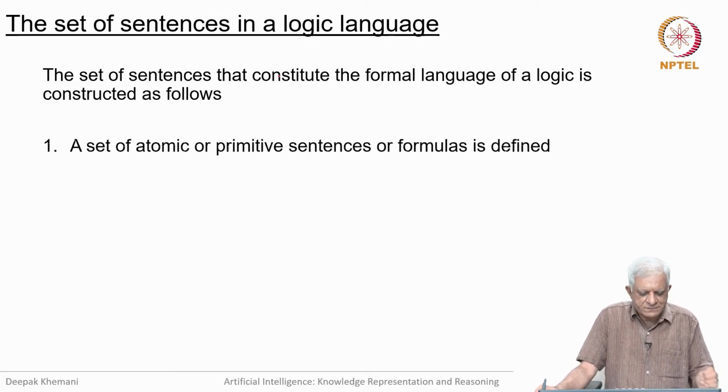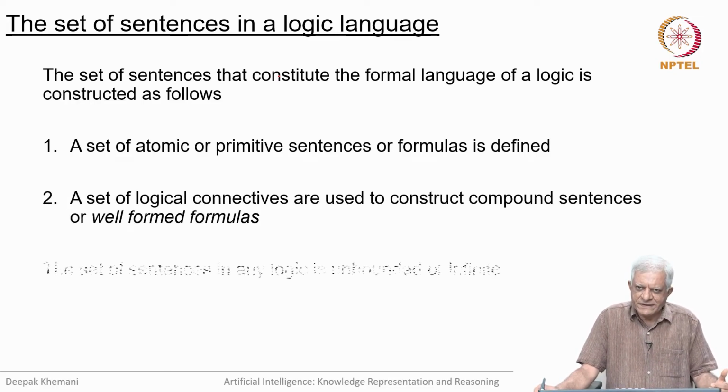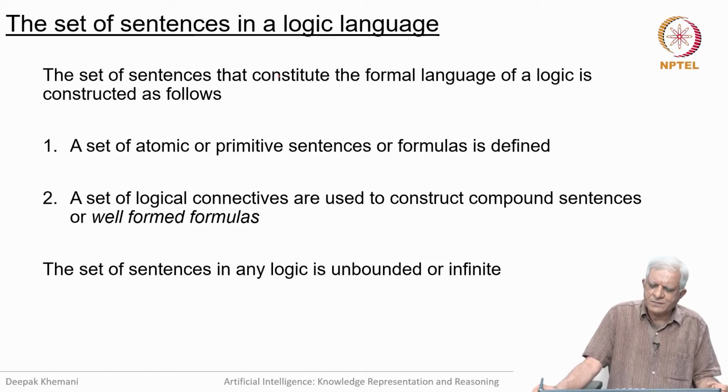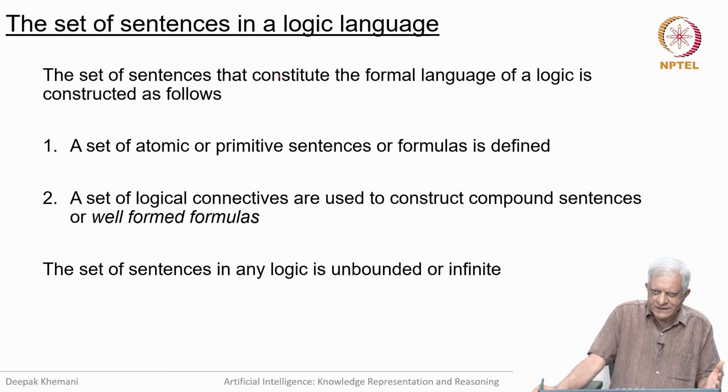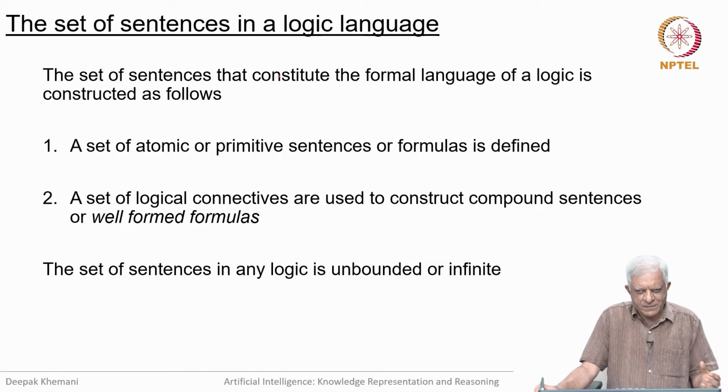So, we construct a set of sentences as follows. We start by saying that these are the set of atomic sentences which are there in the language. And we will see that different languages have different ways of defining the set of atomic or primitive sentences. And then we use this notion of a logical connective, which is central to logic, to construct compound sentences. How do you combine two sentences? Or in the language of formal languages, what are the well formed formulas? So, well formed formulas will be the sentences of our language.